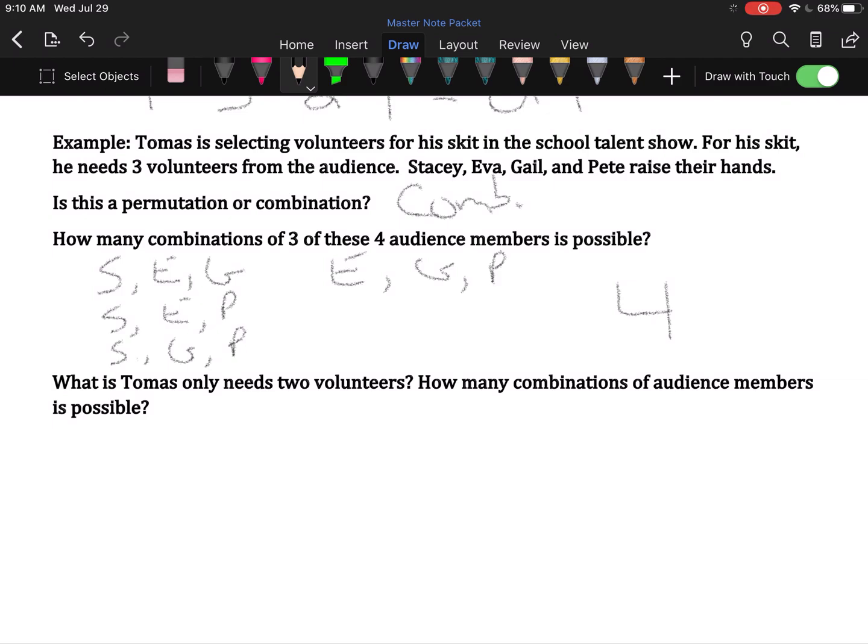Unfortunately, with a combination, there is no shortcut yet. We will learn a formula for combinations in pre-algebra. But for 6th grade, we just have to think it through. So what if he only needs 2 volunteers? How many combinations are there then? Well, you could have Stacy Eva, Stacy Gail, Stacy Pete, Eva Gail, Eva Pete. We don't need Eva Stacy because it's already Stacy Eva. And you could have Gail Pete. There are 6 combinations if he only needs 2.